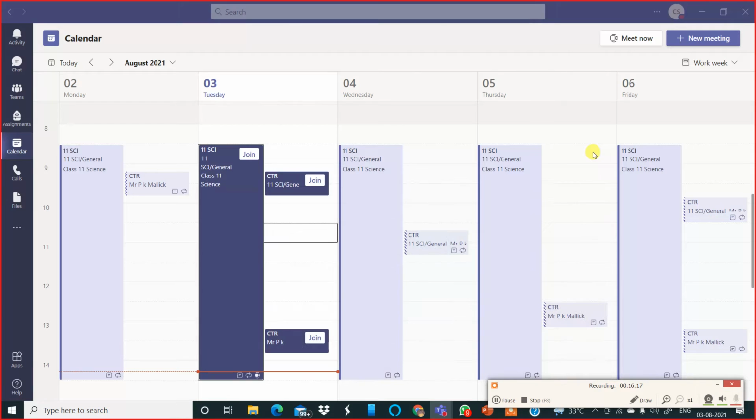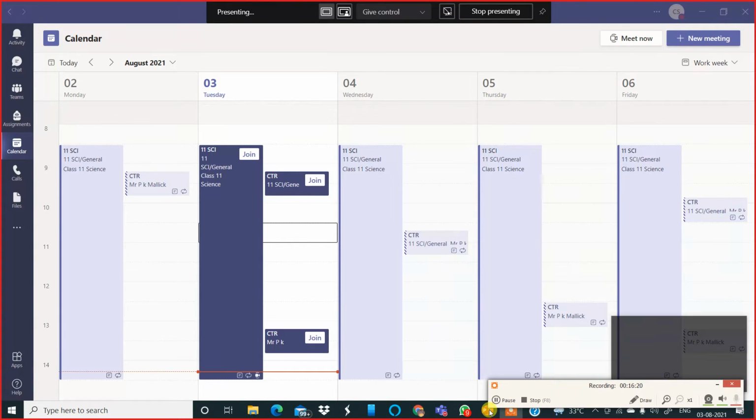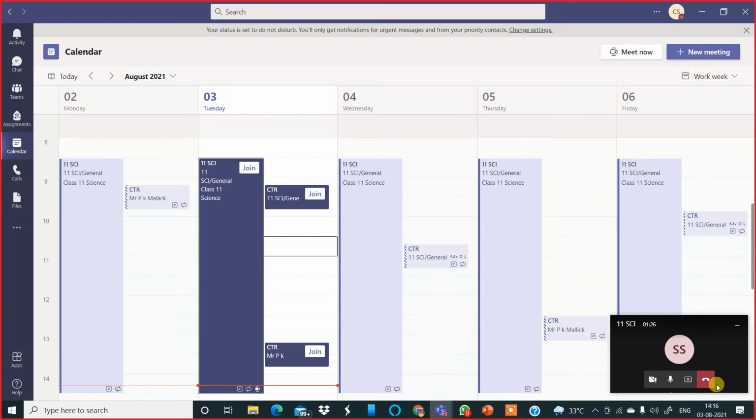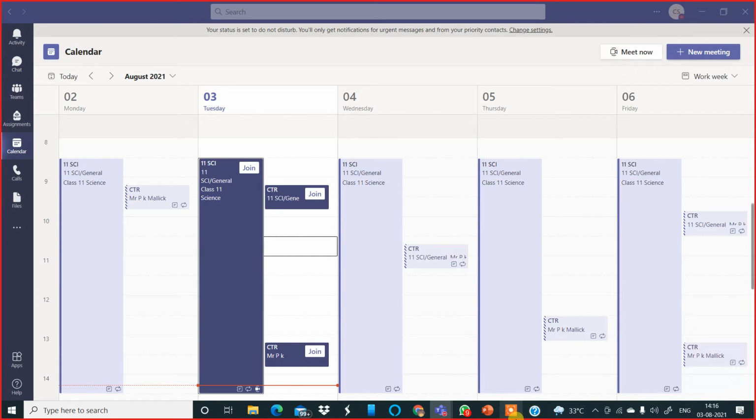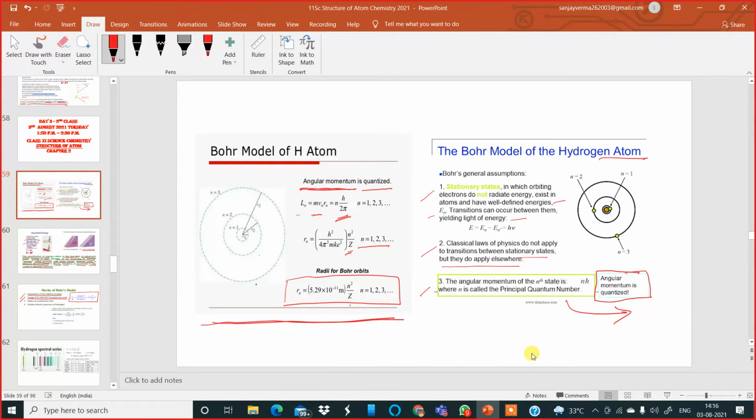Okay, now I was sharing the screen, the Bohr's model of an atom. Can you all see the screen? Okay, good. So let's come back to Bohr's model of an atom.